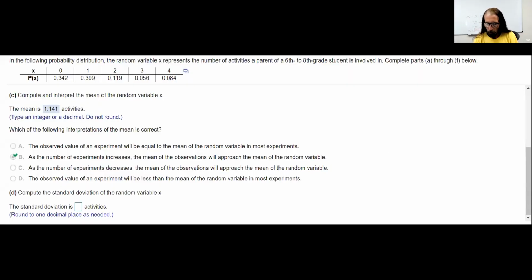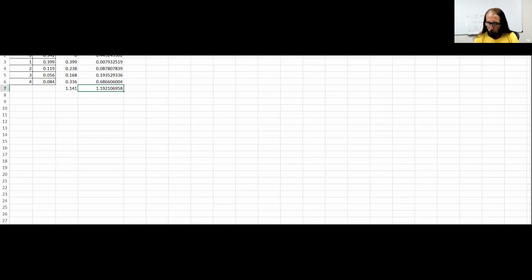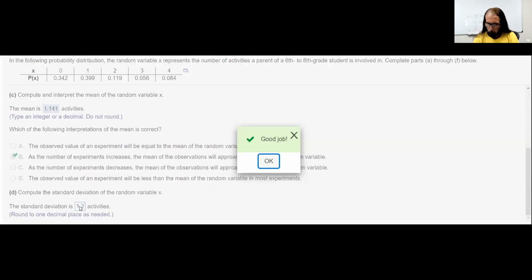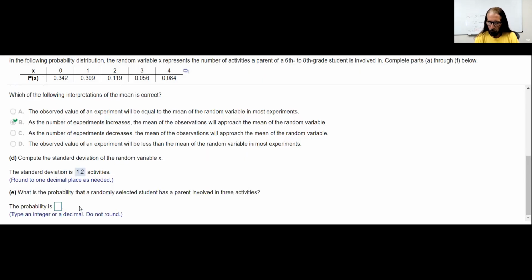Okay, let's see where they want it rounded to. They want this to just 1 decimal place, the 10th place. And so after the 10th place, we've got a 9 in the 100th place. That's going to round up. So let's try out 1.2. And it's good. Now this second to last part is just asking us to read what's the probability that a randomly selected student has a parent involved in 3 activities. So 3 activities, X was the score of how many activities. The probability is 0.056.